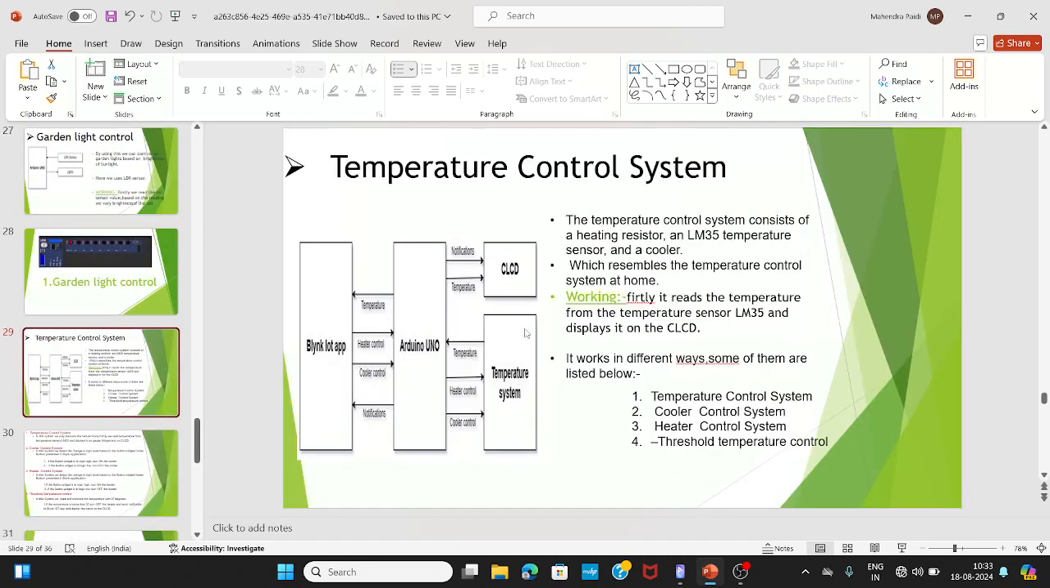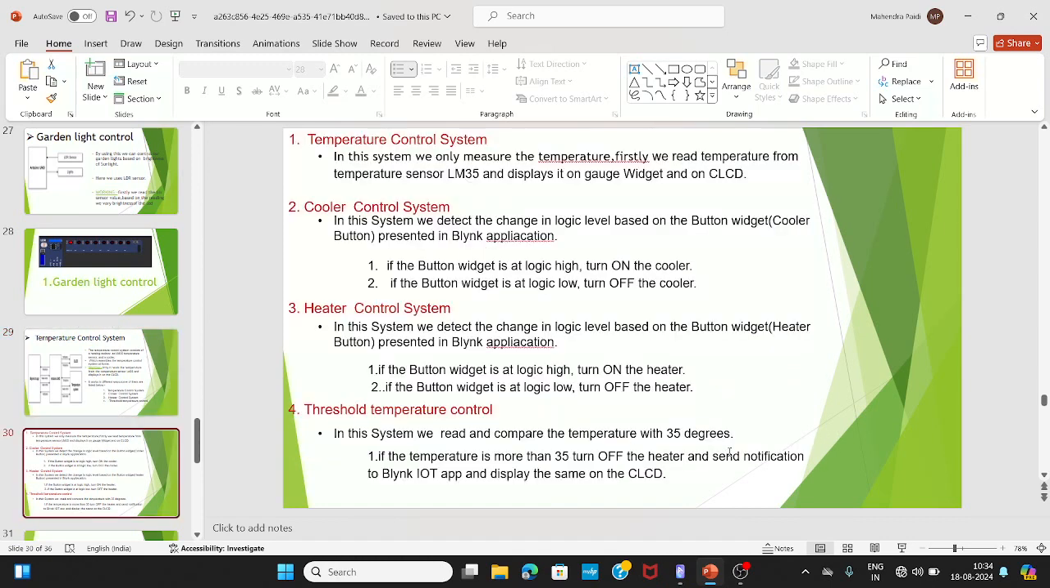And next one is temperature control system. The temperature control system consists of a heating resistor, an LM35 temperature sensor, and a cooler working. First, it reads the temperature from the temperature sensor LM35 and displays it onto the LCD. It works in different ways. Some of them are temperature control system, cooler control system, heater control system, and threshold temperature control.